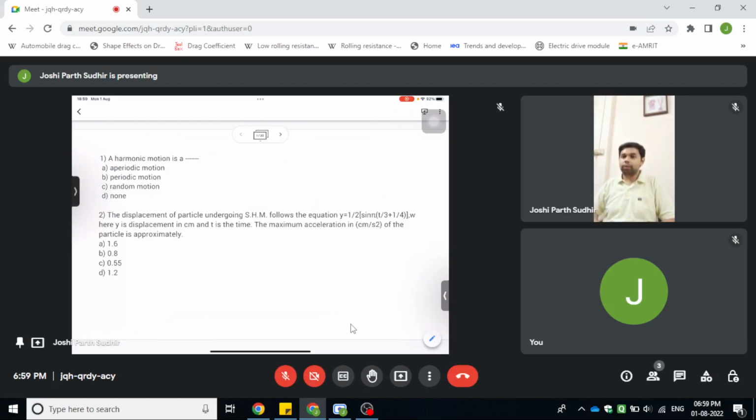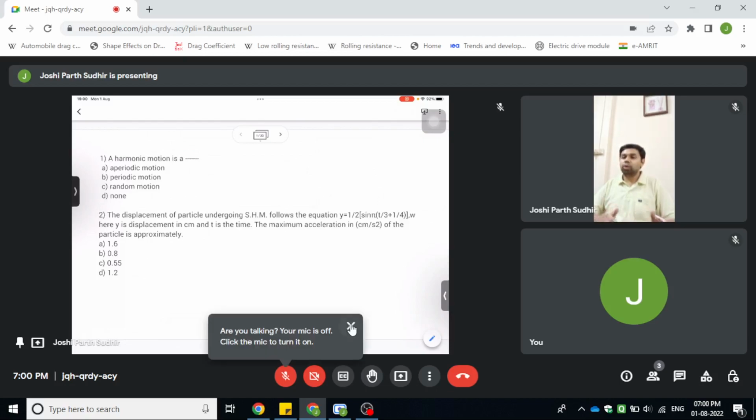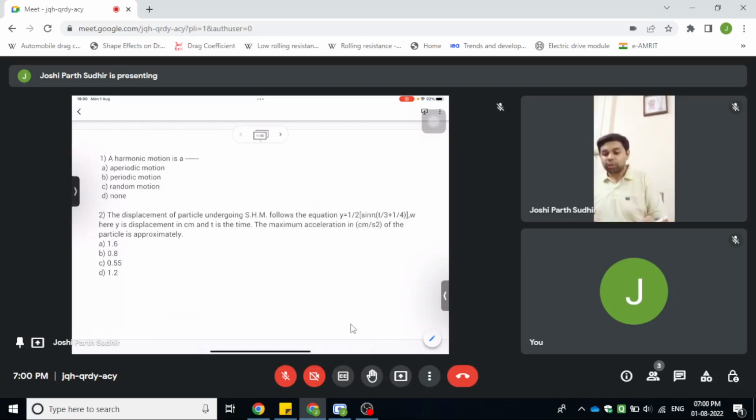Let us get started with the first question. It asks what kind of motion harmonic motion is. As per the definition, harmonic motion is either a periodic motion which includes a single frequency, or a combination of such simple harmonic motions of single frequencies. So harmonic motion is essentially periodic motion. The correct answer to this question is option B, periodic motion.